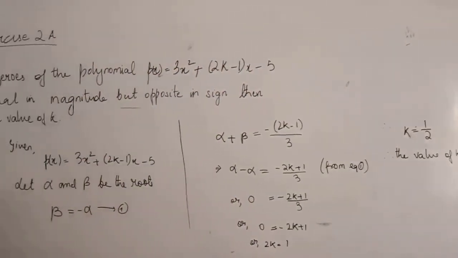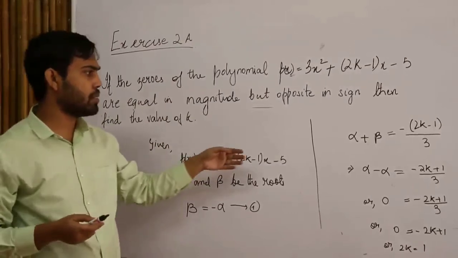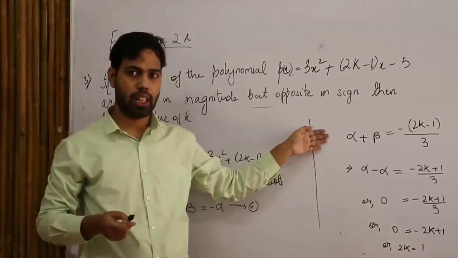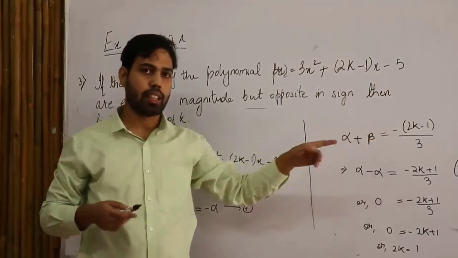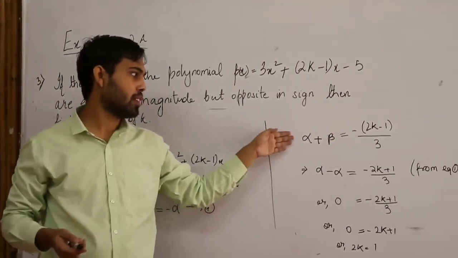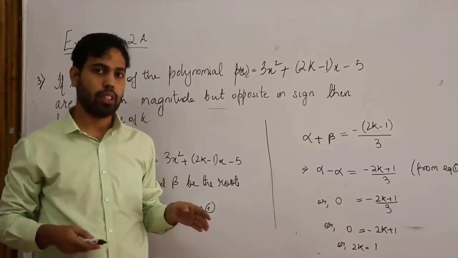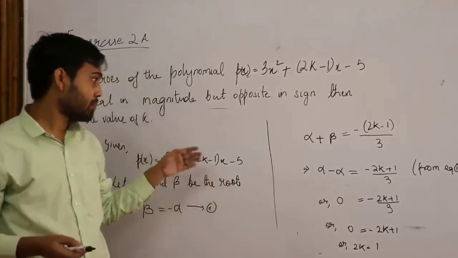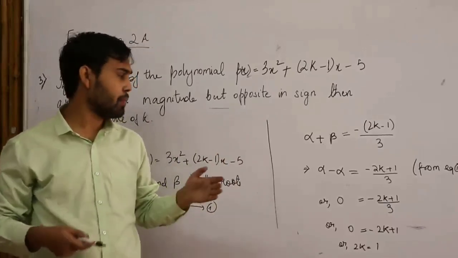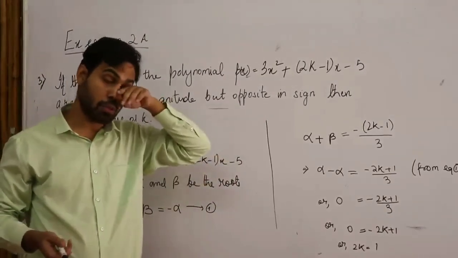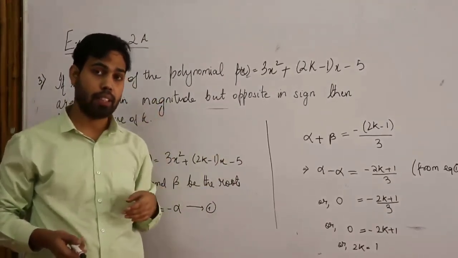Now in this question, I got the solution by using the first relation only. There are certain questions where we need to use both relations in order to get the answer. So in the next class we'll be doing a few more questions from this exercise, and then we'll move to the fundamental theorem of polynomials.